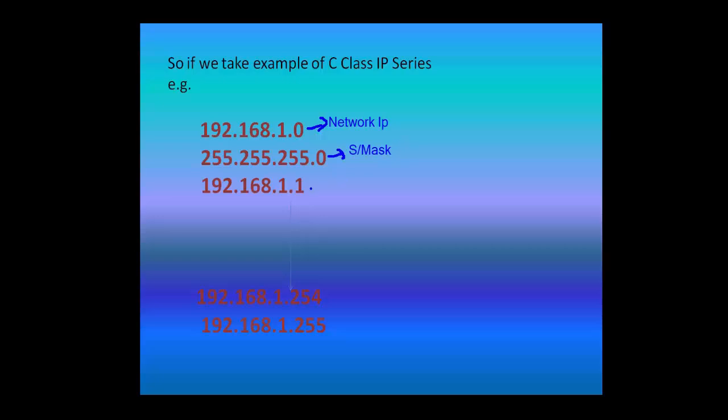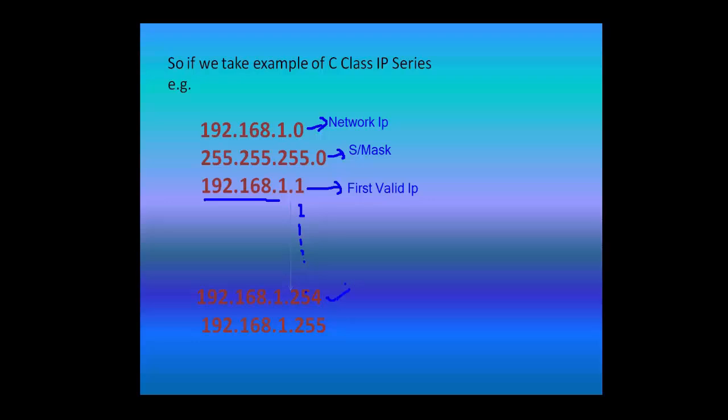Then what? The first valid IP. What does it mean, first valid IP? The IP that we can assign to the devices. So it keeps changing. It will not change in the same network. 192.168.1 will remain the same. It keeps changing: 2, 3, 4, 5, 6, 7, 8, 9 and can go up to 254.